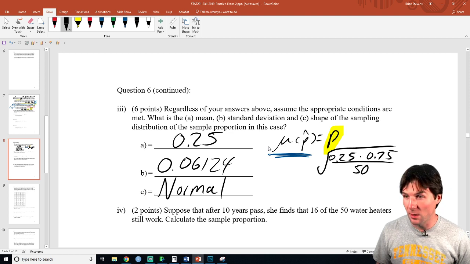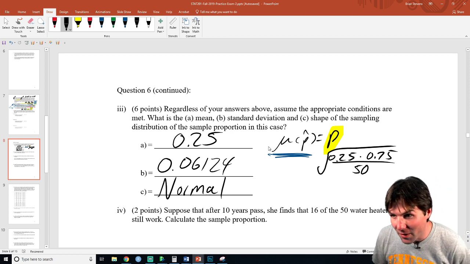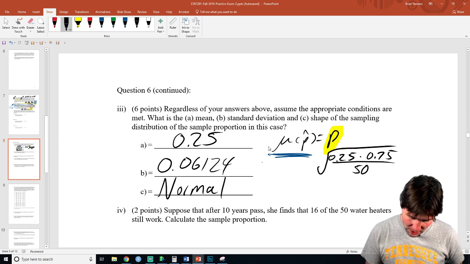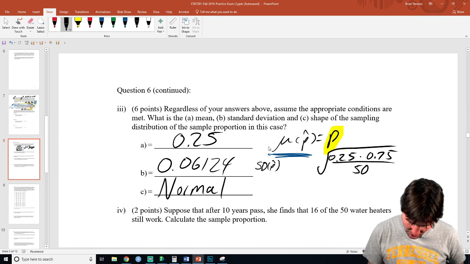0.06124. You got it. Do we make an error here? We got it. I think there's a star on that. As long as I think that's correct. And this is SD p hat, and it's equal to the square root of p times q over n.